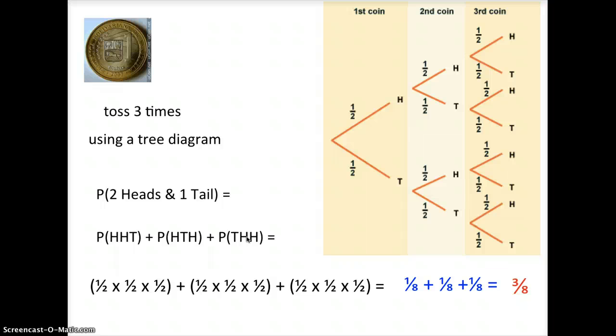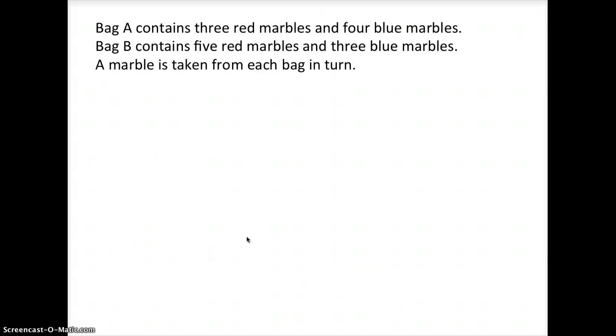Okay. So let's try another situation. What if there's a bag A which contains 3 red marbles and 4 blue marbles? Bag B contains 5 red marbles and 3 blue marbles. A marble is taken from each bag in turn. At this time, I would like you to draw the tree diagram. So pause the video and have enough time to draw the tree diagram for this situation.